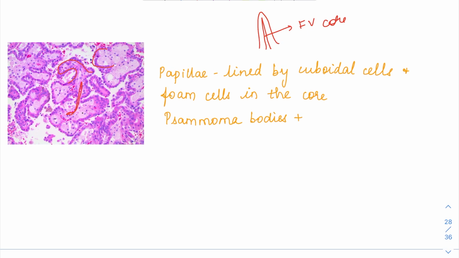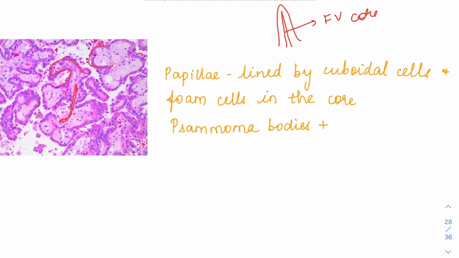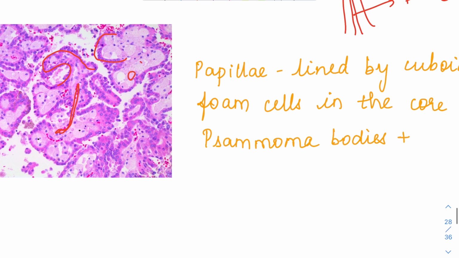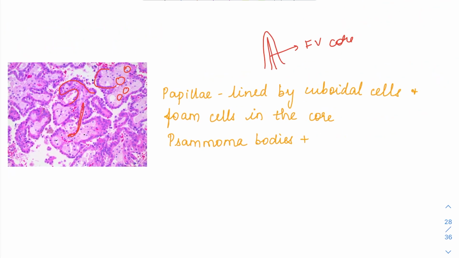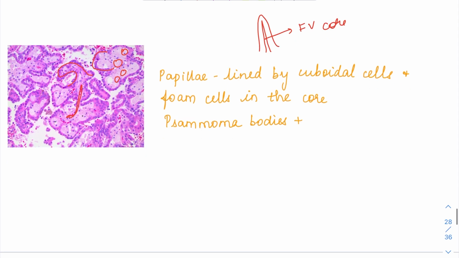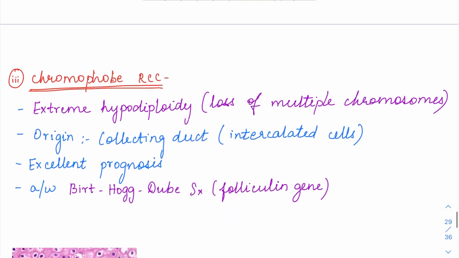So these papillae are all lined by cuboidal cells, and inside the core also you see certain foamy macrophages. All these cells are foamy macrophages. So this is the classical image we see in a papillary RCC. So already I had mentioned, in any kind of papillary tumors, we have psammoma body formation. Why also I mentioned. So here again you can see the presence of psammoma bodies.